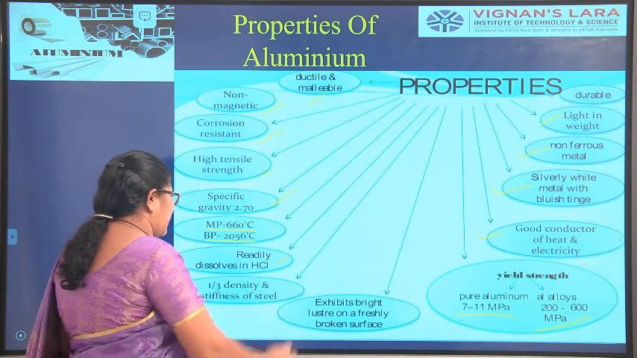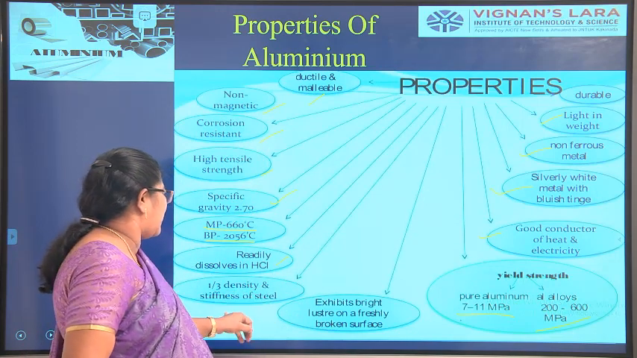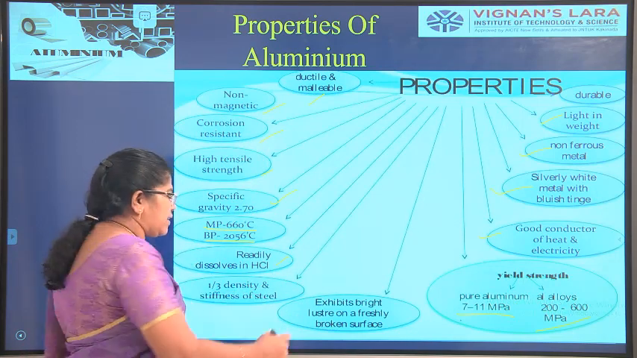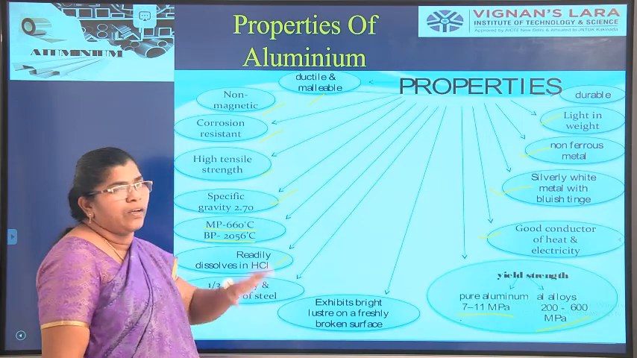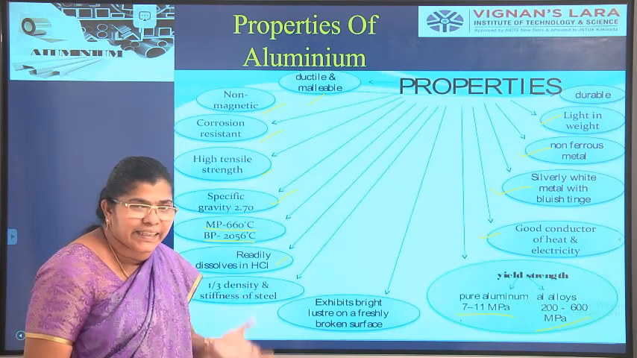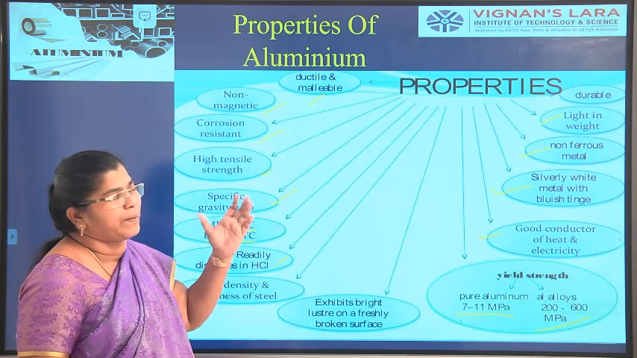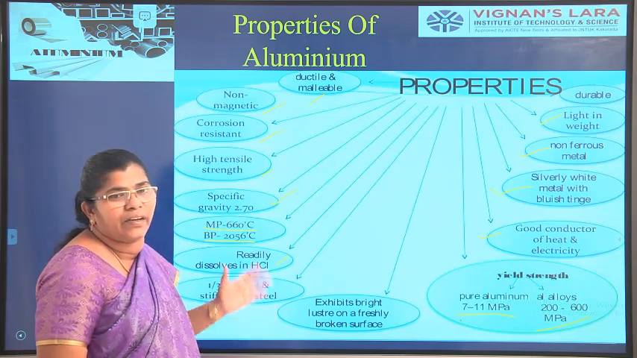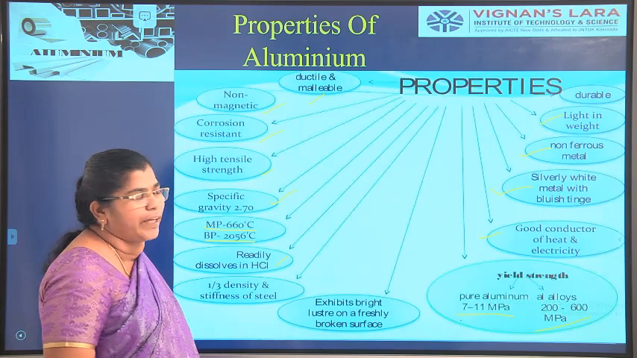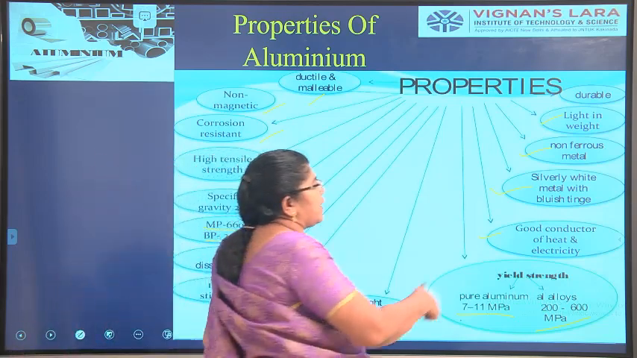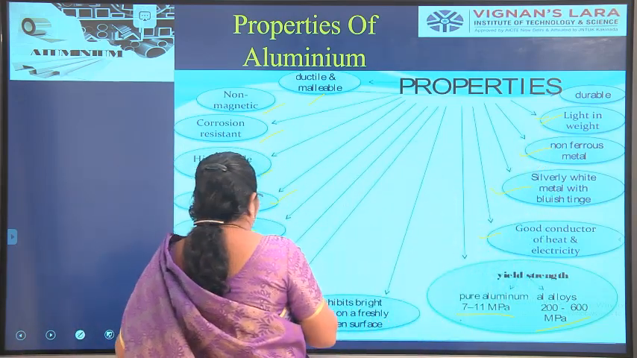It is readily dissolved in HCl, and it has 1/3 the density and stiffness of steel. This is another property: it has low density, that is, it is lighter in weight. Density is directly proportional to the weight. So it is light in weight, you can see. So the density is also very less.